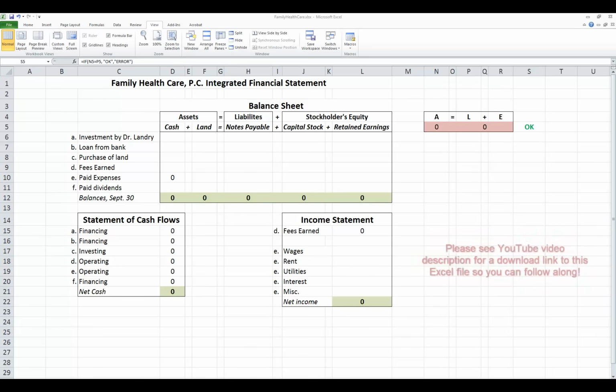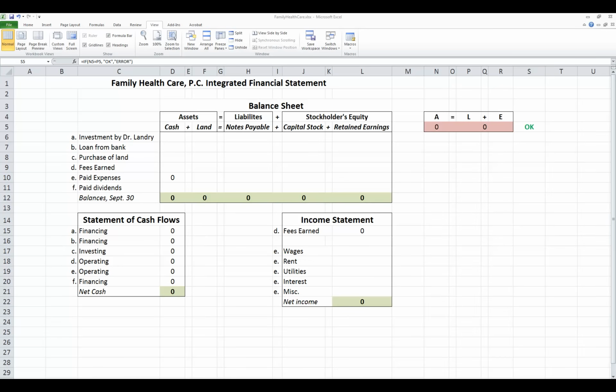Now, in our example here, we have a doctor. His name is Dr. Landry, and he is setting up his medical practice for the first time. And he is calling it Family Healthcare PC. And PC stands for Professional Corporation, which, depending on where you live, can be set up for professionals like doctors and attorneys and things like that. So that's not really important for the video, but that's what he's calling his business.